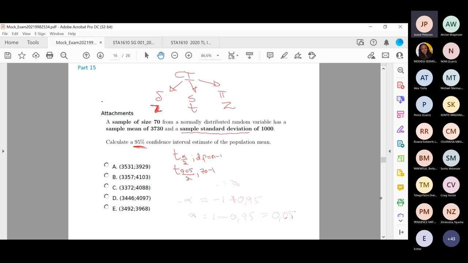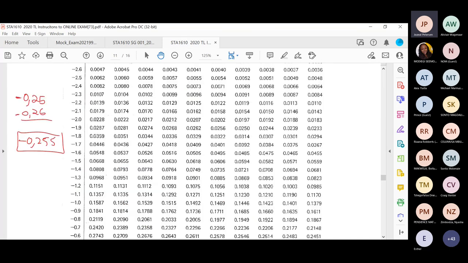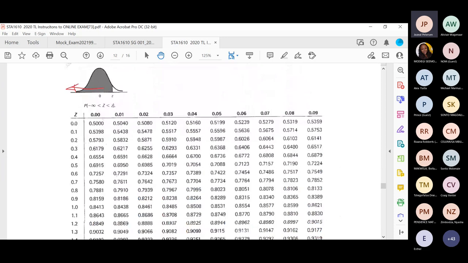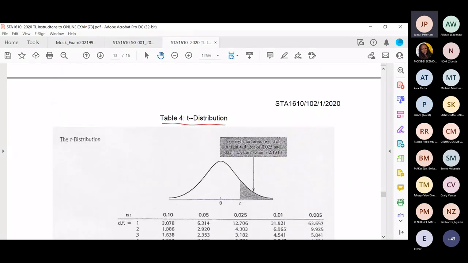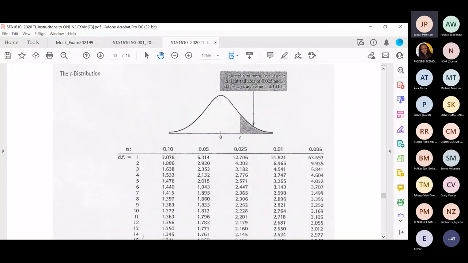It's going to take longer. Okay, so our critical value here will be t. 0.05 divided by 2 is 0.025, and the degrees of freedom will be 69. So we need to go to the t table and look for 0.025 and 69 degrees of freedom. We look for the t distribution tables. You can find it anywhere.